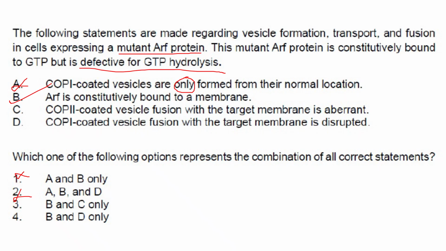So it is incorrect. Then COP1 coated vesicle fusion with the target membrane is disrupted. Yes, because the COP1 coat is not disassembled from the vesicle. Once it is not disassembled from the vesicle, it will not be able to fuse with the target membrane. So fusion will be disrupted. So answer B and D only. 4 is the right answer.